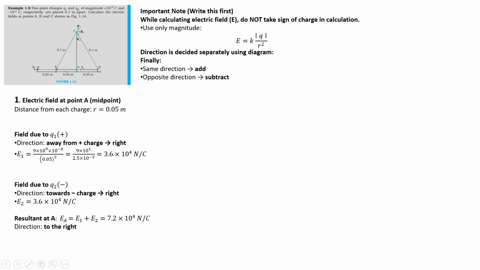Now, let us take the minus charge. The 1 coulomb test charge is plus, so it will be attracted towards the minus charge. There is no change in the magnitude, and the direction is also towards right. In other words, total field E equal to E1 plus E2, that is 3.6 plus 3.6 into 10 to the power 4. The answer is 7.2 into 10 to the power 4 Newton per coulomb, and its direction is towards right.